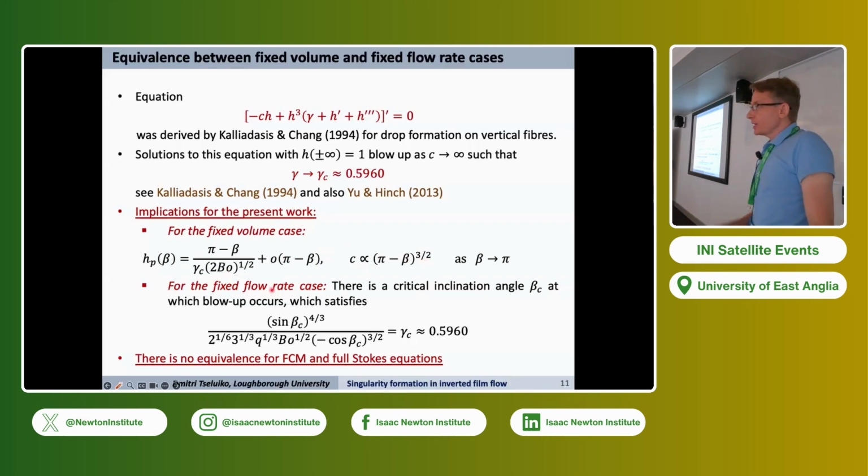For the fixed flow rate case, it can be easily concluded that there is a critical angle beta c at which solutions blow up, and this critical angle beta c can be obtained as the solution to this nonlinear equation. So for each flow rate at each Bond number, we obtain a different critical angle. And this critical angle must correspond to dripping. It must be related to the dripping transition. So beyond this value, we expect that no triangle wave solutions exist and dripping must occur.